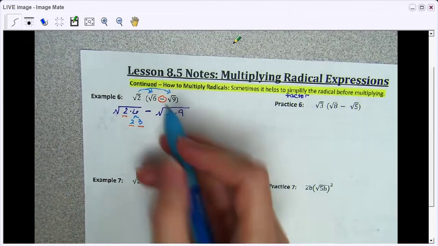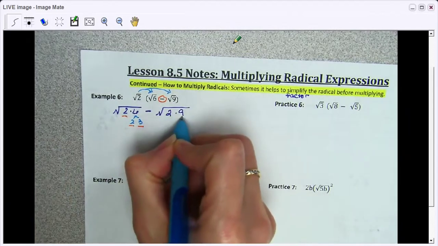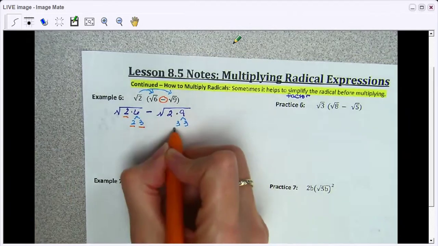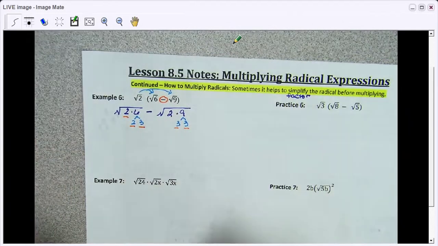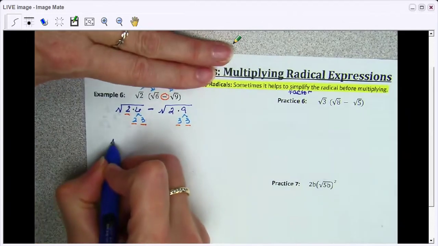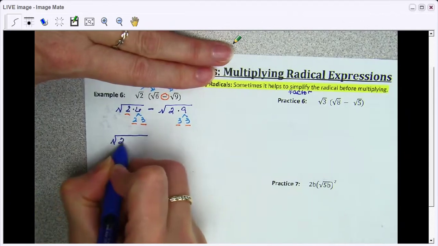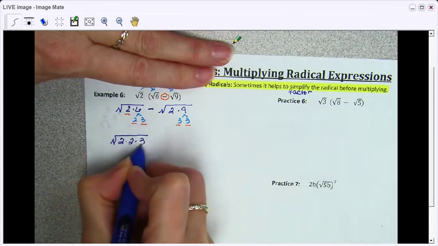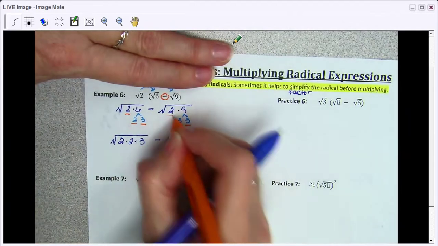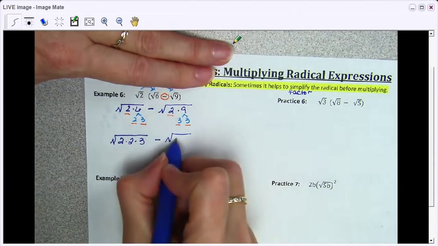And then I can't factor out this 2, but I can factor out the 9 to a 3 and a 3. Okay. So I'm going to rewrite both radicals, replacing them with all the prime numbers. So I have 2 times 2 times 3 minus, oops, forgot to underline this too, 2 times 3 times 3.